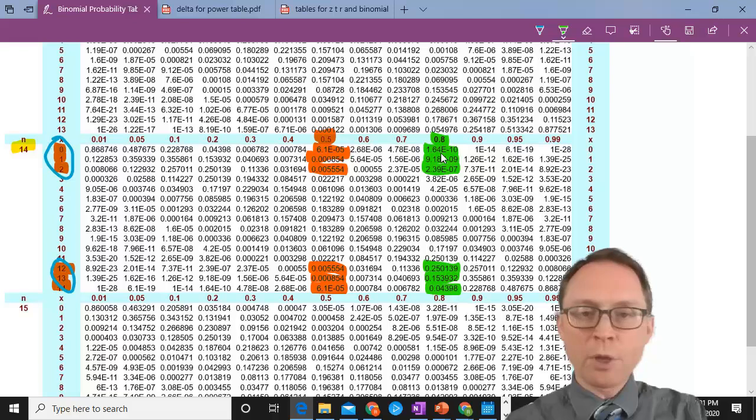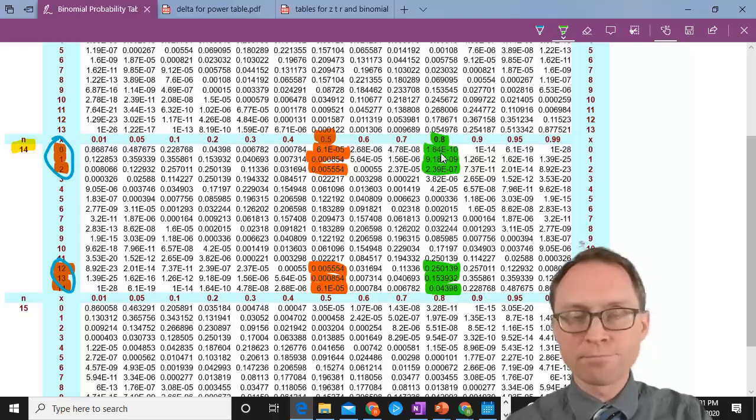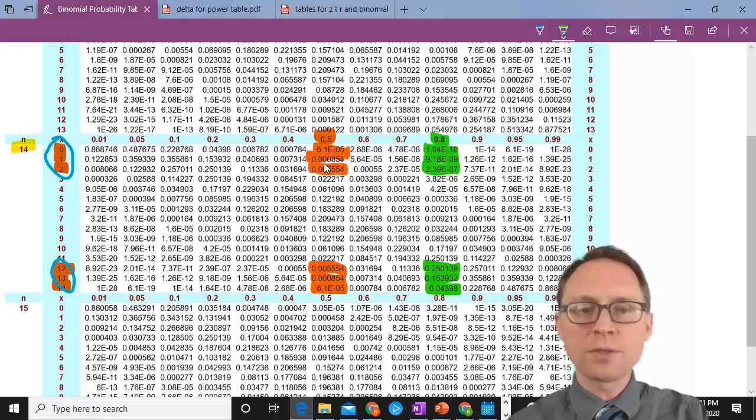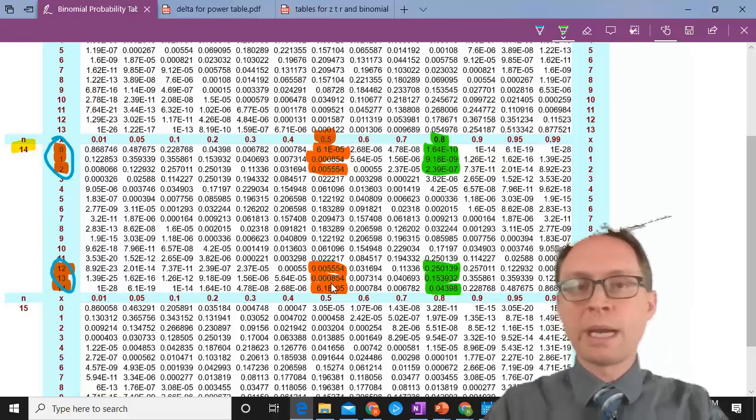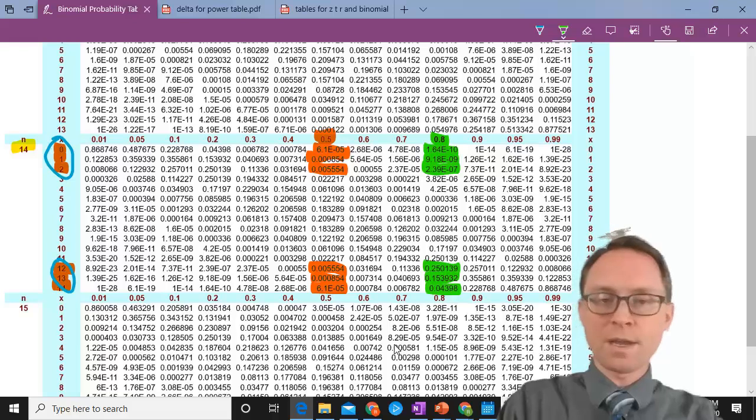When you add up all those probabilities, you get almost exactly 0.25. So this plus this plus this plus this plus this plus this, that is power. Why those 6? Because those are the only values that we can reject the null. So the answer is 0.25. Power is 0.25 for that test.